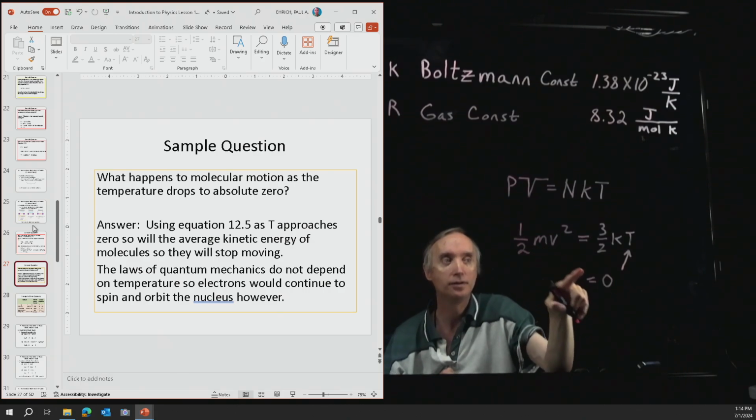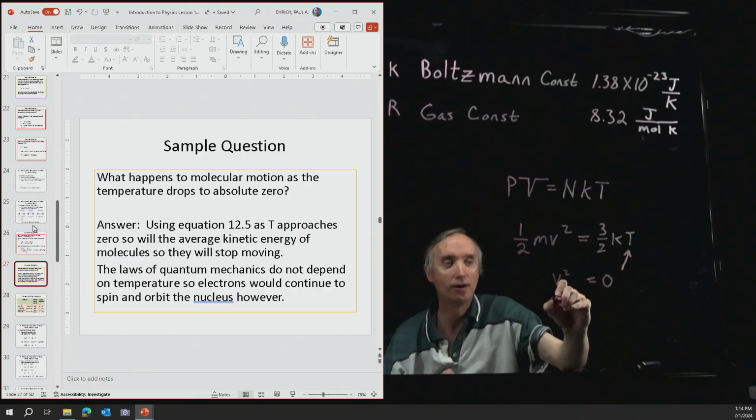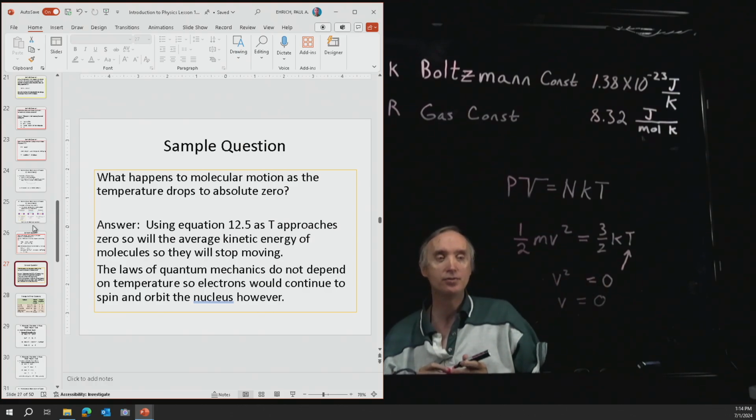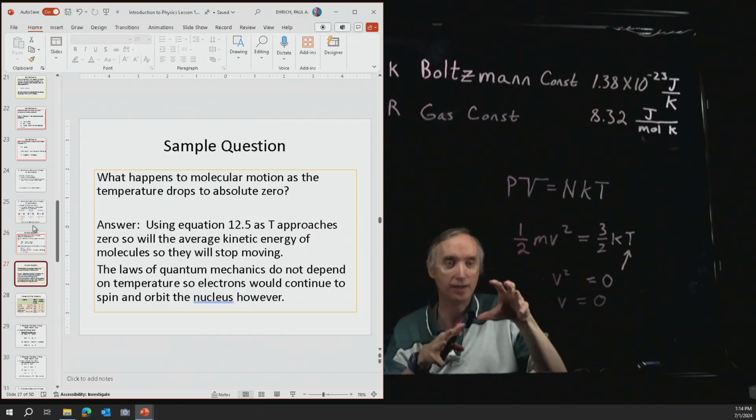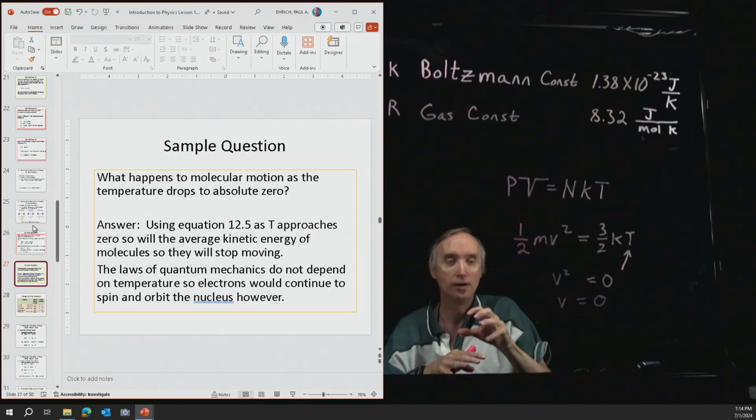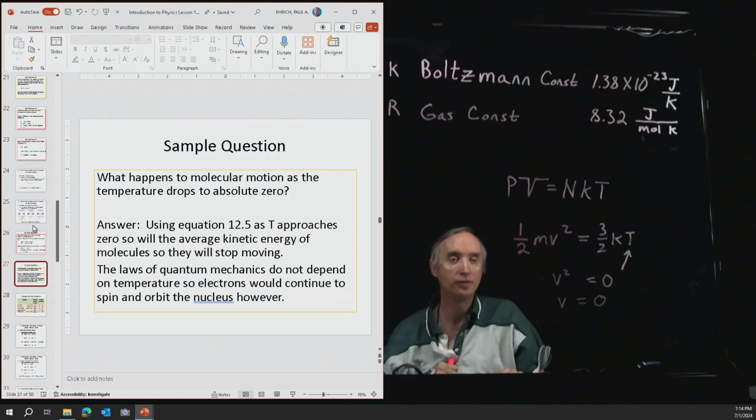Divide by m, it's 0. So now you've got v squared is equal to 0. And if you take the square root of 0, you get 0. So this means that as you approach absolute 0 Kelvin, molecular motion stops. Things will slow down, they get slower and slower until finally all of these atoms are basically resting on top of each other, and you don't have any more molecular motion.